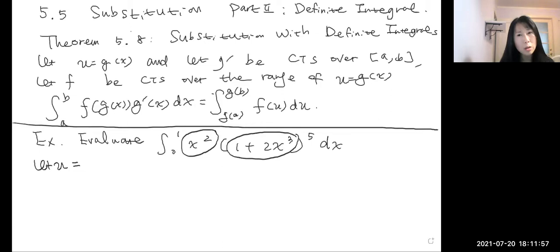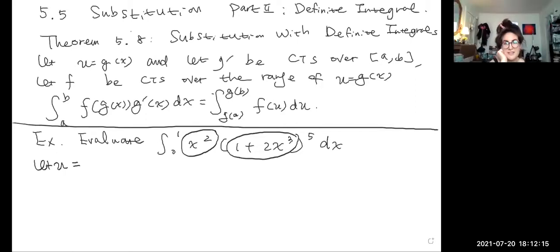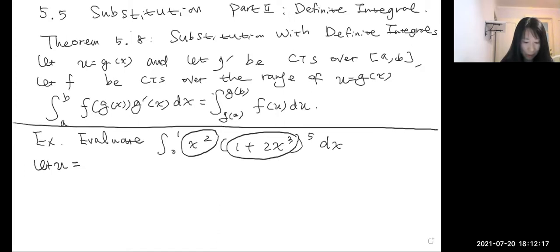So what do you want to pick? x squared or 1 plus 2x to the third power? What do you want to pick as u? Just tell me. Do you want me to pick it? 1 plus 2x to the third. 1 plus 2x to the third. Okay, very good pick.